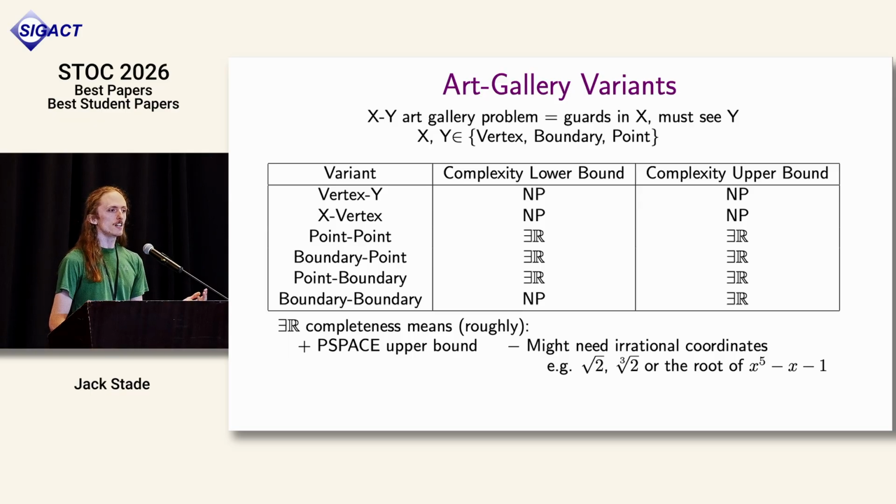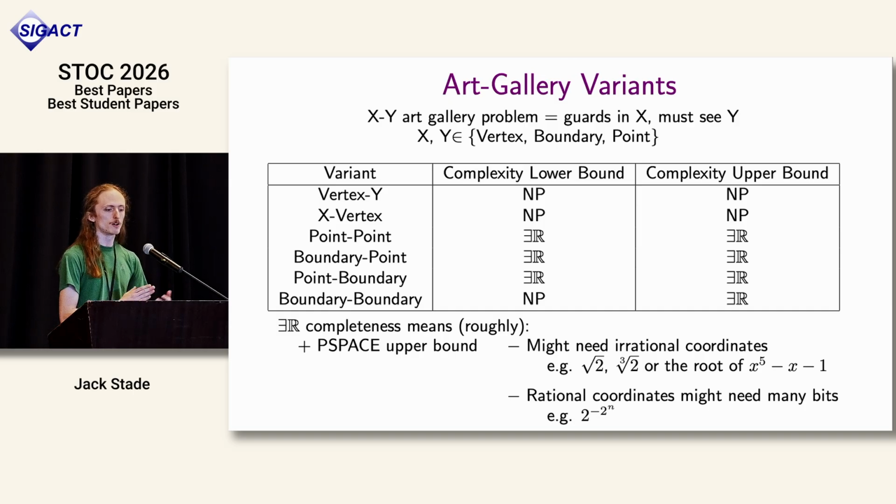And even if I don't need irrational coordinates, even if rational coordinates are enough, I don't have a bound on the number of bits I need in a solution. For example, there are examples in the art gallery problem where I would need to place a guard at an x coordinate of like 2 to the minus 2 to the n, which is going to require many bits to represent. So we can see in this table, out of these 9 variants, up to NP versus exists-R, we know the complexity of 8 of the variants, and my contribution is to show that this boundary-boundary variant is actually in NP, meaning that it's NP-complete.